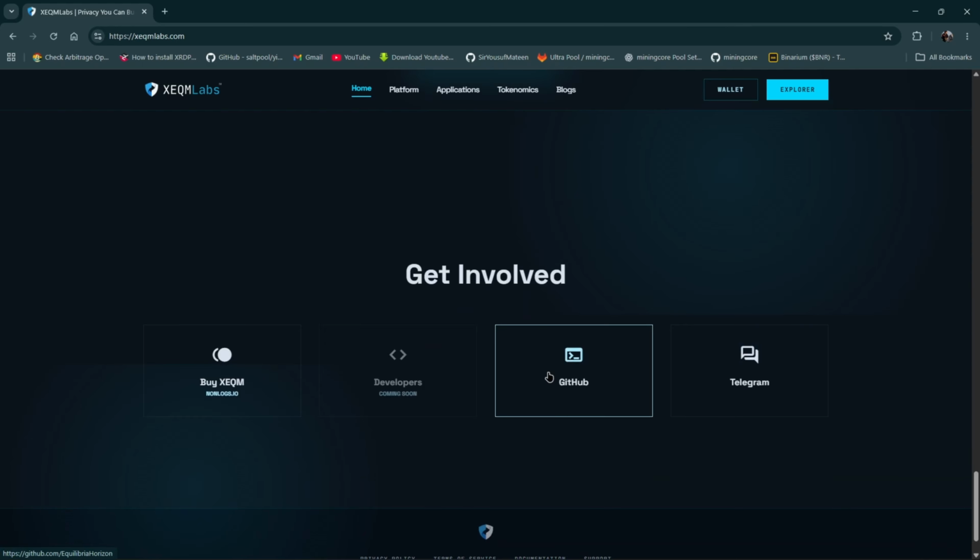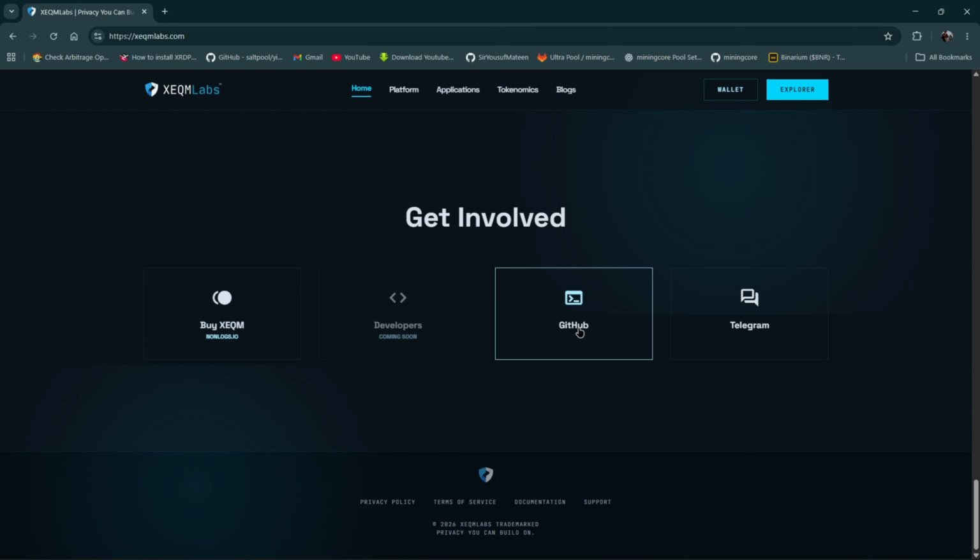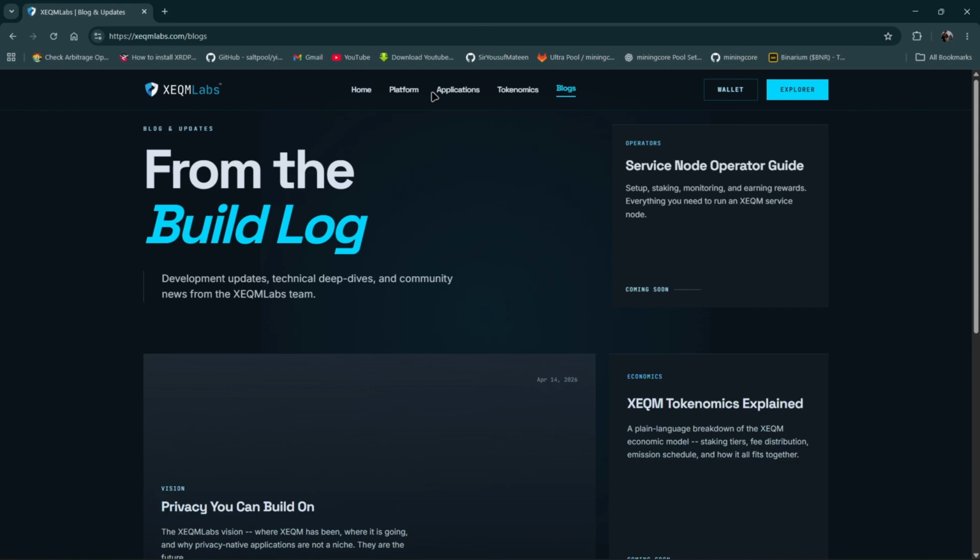So get involved. Telegram, we'll go over there, buy, the markets are available now. There's another exchange available, we'll talk about that today. And GitHub, we will also read the white paper from their GitHub. So now blogs, let's check out the blog.